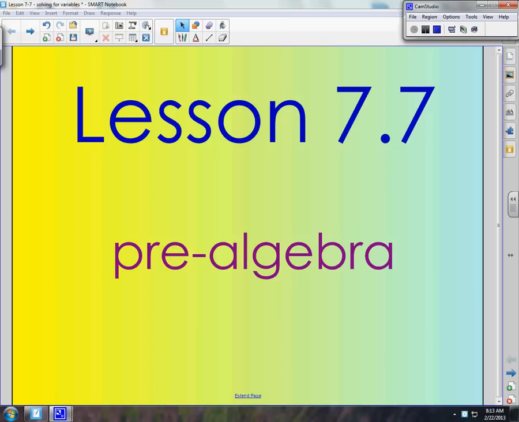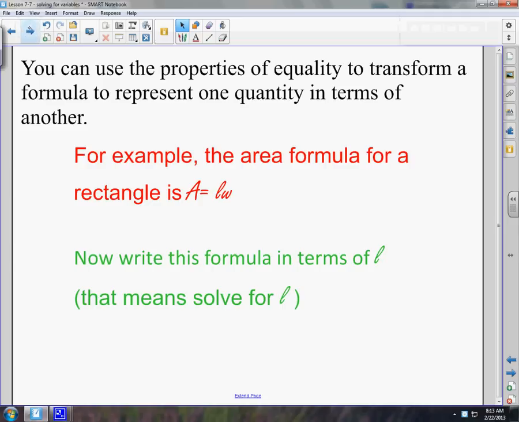Okay, guys, this is lesson 7.7 for pre-algebra. This lesson is titled Solving for Variables. It's kind of confusing because it's all going to be letters. There's no numbers, and they're going to want to make you move the letters to different sides.